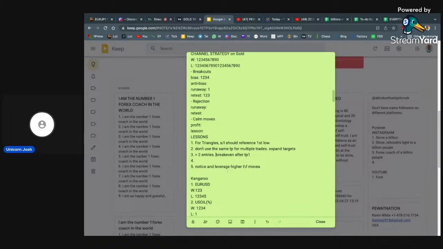So the last lesson I've learned, or should I say the last recorded lesson I've learned on this backtesting, is for me to notice and leverage the higher time frame moves. Yeah, because I do my channel all the way from the monthly time frame to the 5 minute time frame. So I need to be able to leverage the moves.